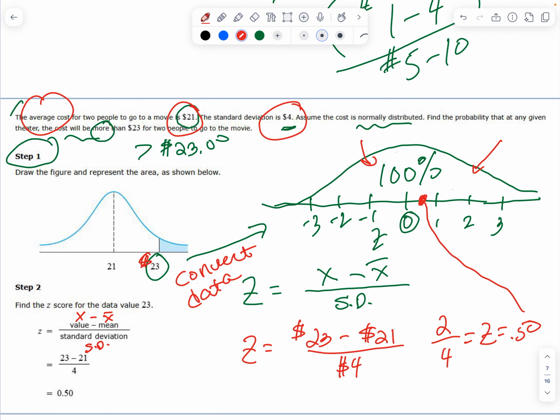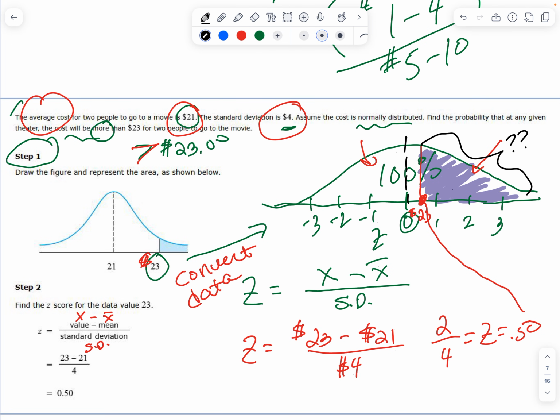They're saying more than. This is where your $23 is, right here. More than means, let's use my shading tool here, they want to know this piece right here. What are the chances that 2 people go to the movies and it would cost them more than $23? That's this piece here. That's the question we need to figure out. What's that area? We know that if it was right here, it'd be 50%, so it's a little less than 50%.